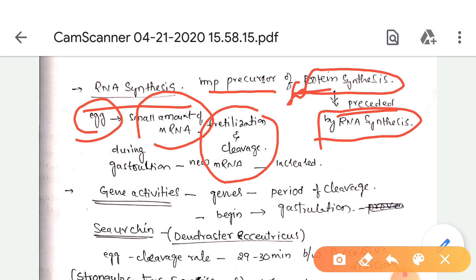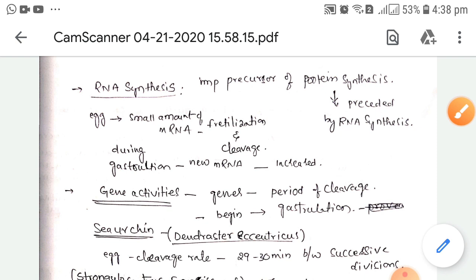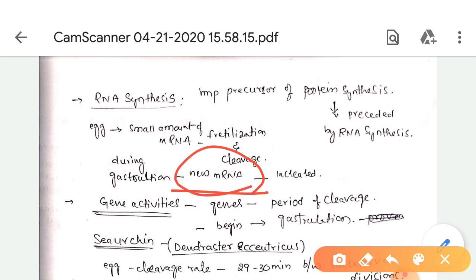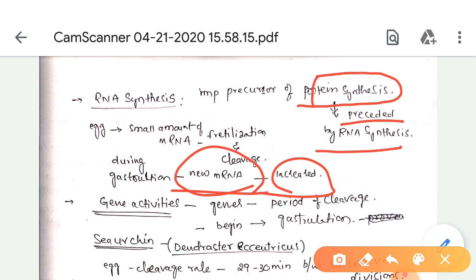During the gastrulation, the production of new mRNA is increased. That is about RNA synthesis. RNA is an important precursor of protein synthesis, and protein synthesis is preceded by RNA synthesis. The egg is already synthesizing a small amount of mRNA during the fertilization and cleavage time. During the gastrulation time, the production of new mRNA is increased.